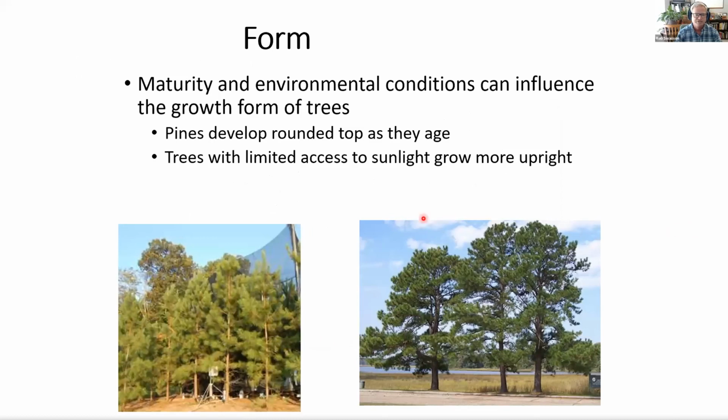So again, here's our excurrent tree versus our decurrent form. And then within the same species, here's some young pines. You can see they're growing rapidly and have a very strong central leader. Over here, we have some maturing pines, open grown, and the canopies are nice and rounded. They're not so pointy.